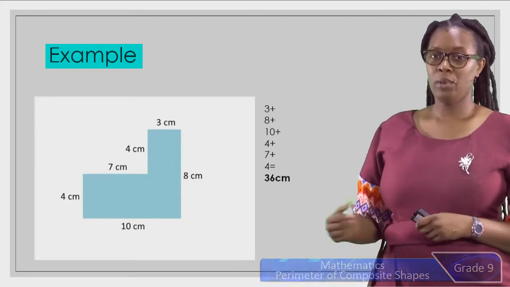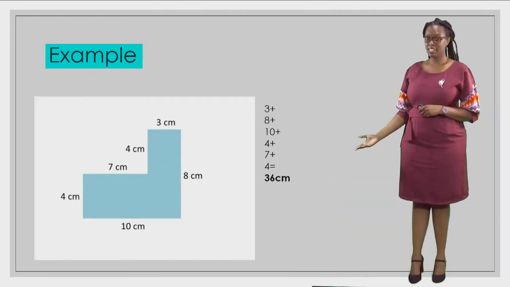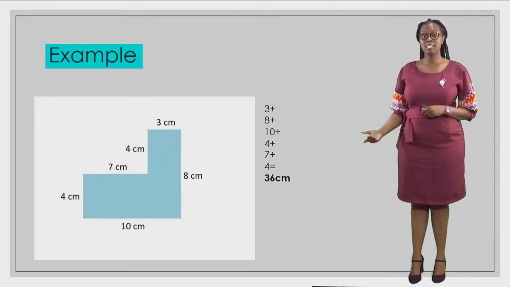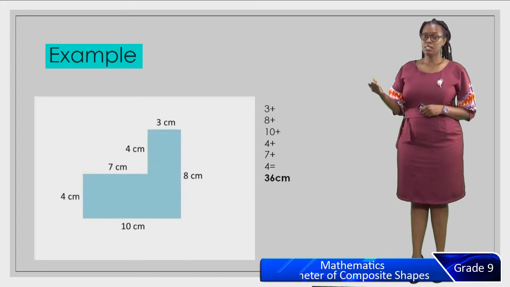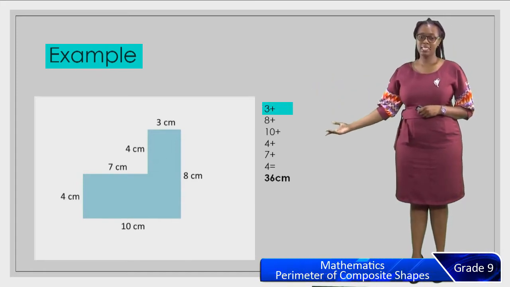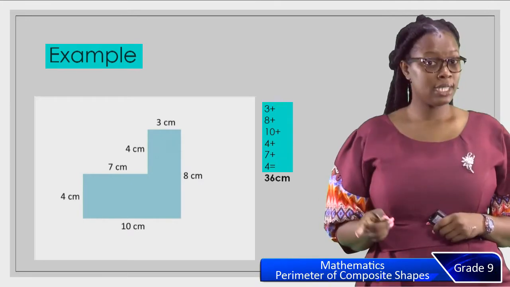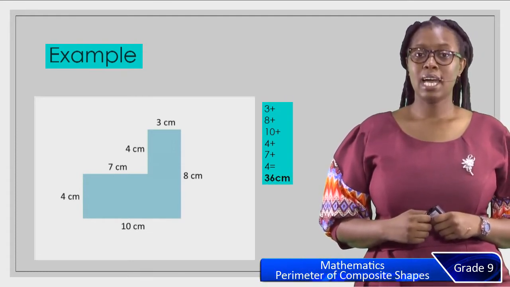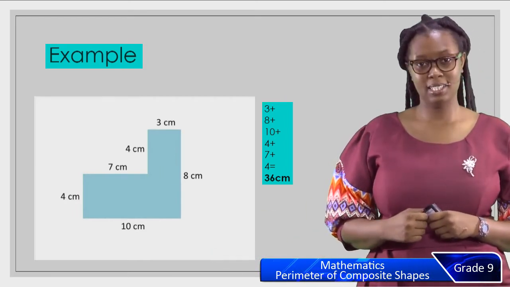First example. If we look at this shape, we can see that it could be divided into two different rectangles. We have a horizontal rectangle and a vertical rectangle. In this example, all of the sides are given. So we would actually skip the second step and just proceed to adding all of the sides that we are given. We start from the top. We have 3 cm, 8 cm, 10 cm, 4 cm, 7 cm, and another 4 cm. When we sum them, we get a total of 36 centimeters. So the perimeter of this composite shape is 36 centimeters.